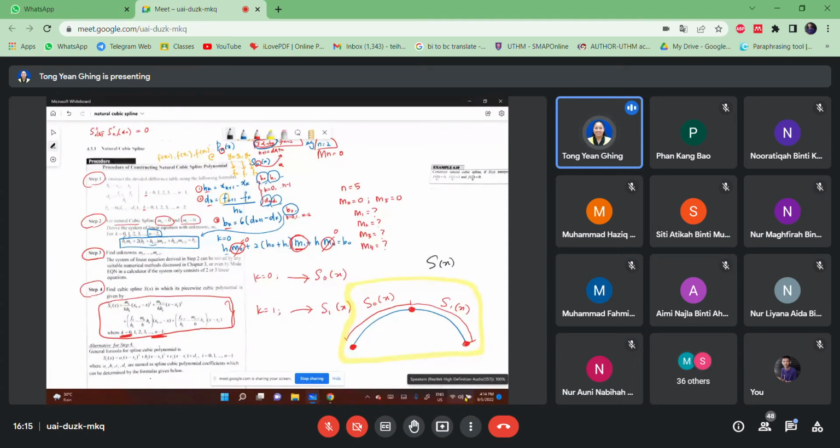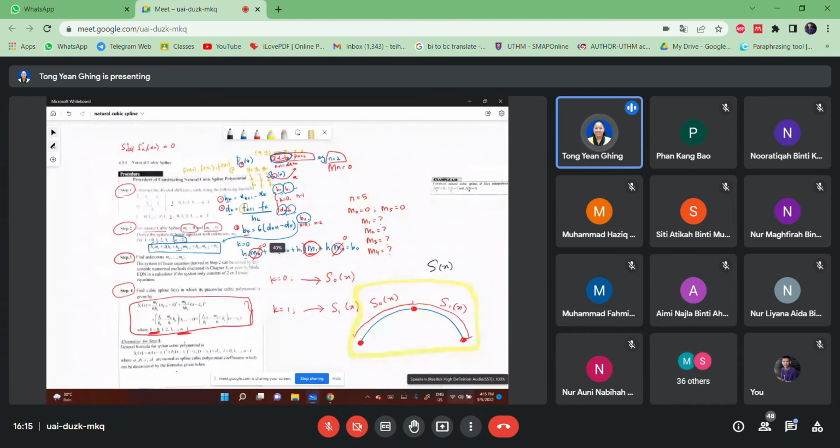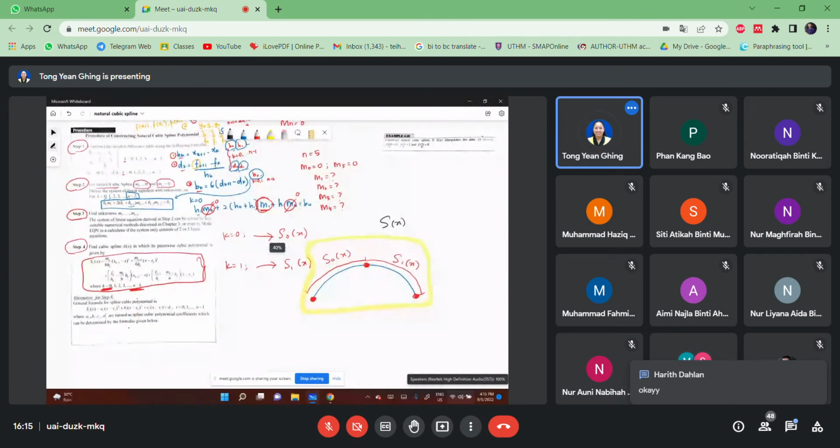Tengok blur lagi. Nanti we go to example, maybe you feel, can, how to say, boleh faham lah sedikit-sedikit. Saya tak pasti lah, boleh faham tak? Harish, are you here, Harish? Okay or not? Now, Harish, are you here, Harish?